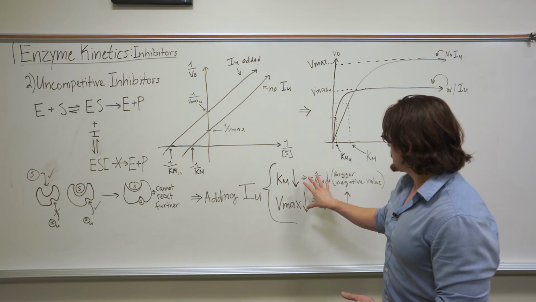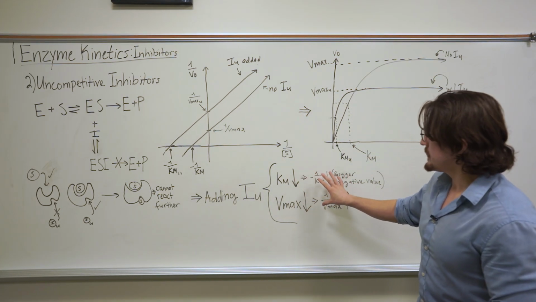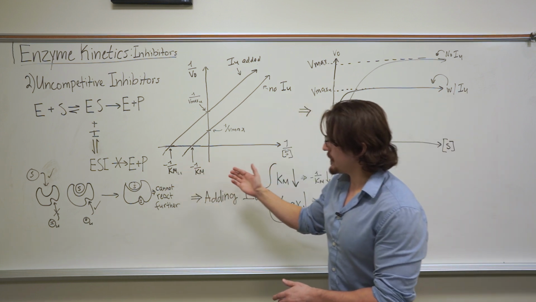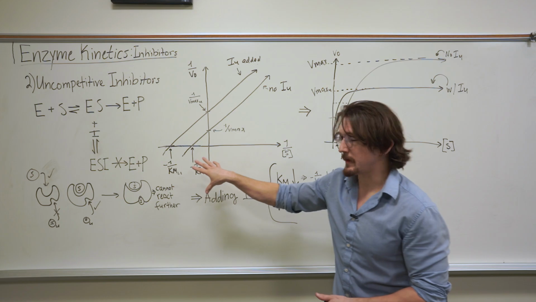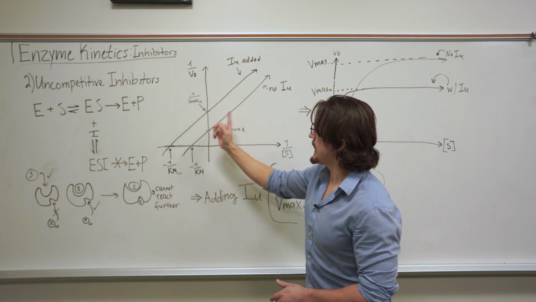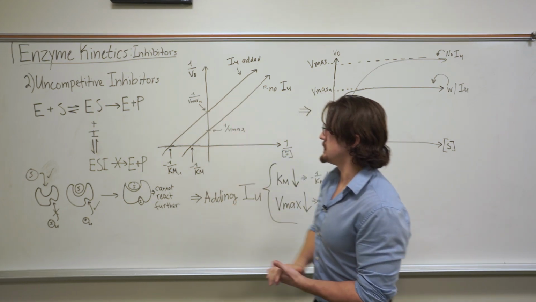And so that's interesting, okay? So the negative 1 over the Km, it's going that way because this fraction is getting bigger, but it's negative, so it's a bigger negative number. And then, of course, 1 over Vmax, it's increasing because Vmax is decreasing.